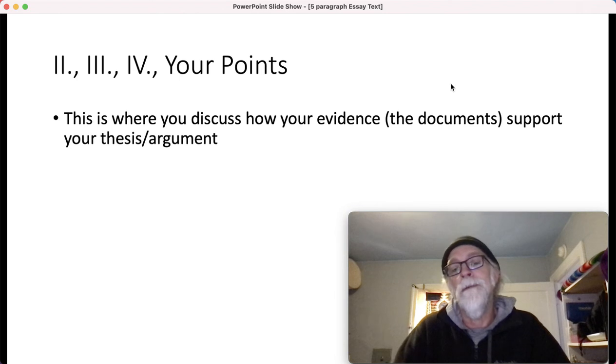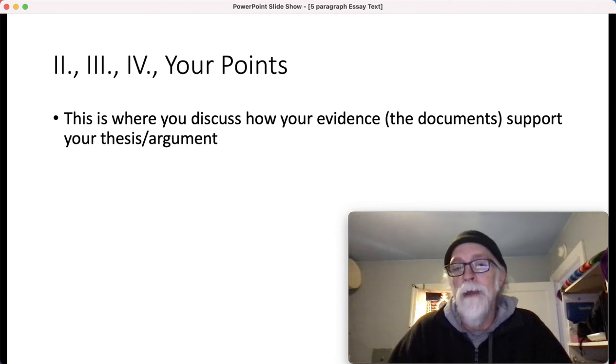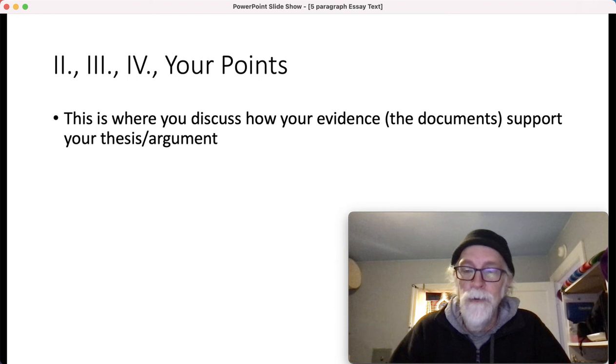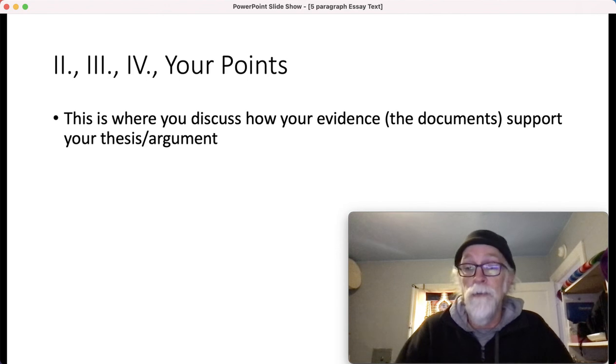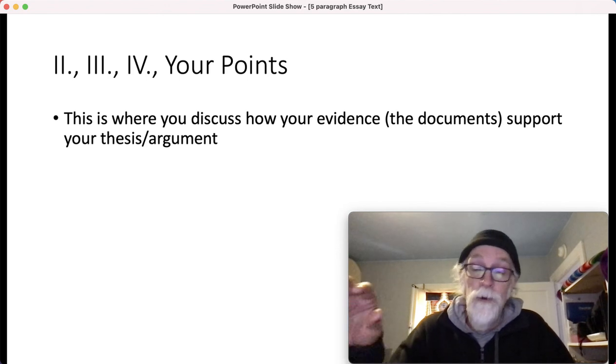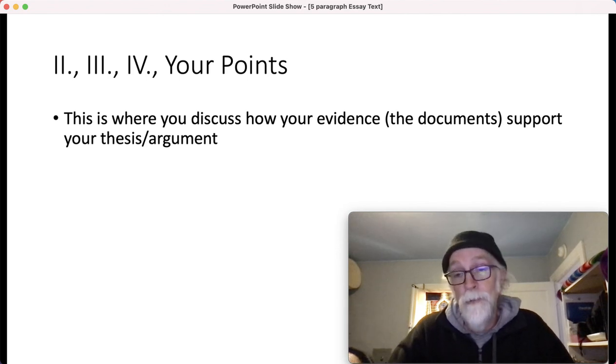Your points. This is the body of your paper. This is where you discuss how your evidence supports your thesis and your argument. And keep in mind, when we're talking about the evidence, we're talking about the documents from the Worlds of History book. Whether this is a thought piece or a formal essay, or maybe you're watching this for an upper division class, first and foremost, historical work is discussion of the evidence. It's discussion of the documents. Make sure it's in there.